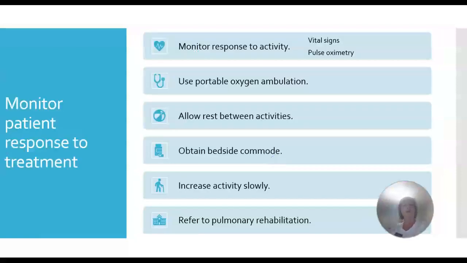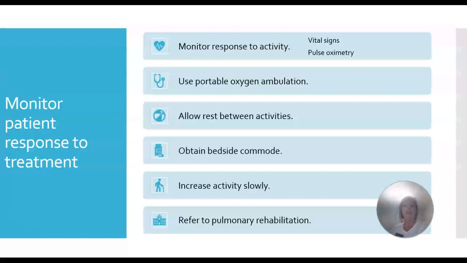So we're going to monitor their response to treatment. When you give somebody a treatment, you want to see how the treatment went. So you're going to look at their vital signs before treatment, during treatment, and after treatment, including all your vital signs and your pulse oximetry. They may have to have portable oxygen all the time, so they may have to have oxygen on even at home all the time.